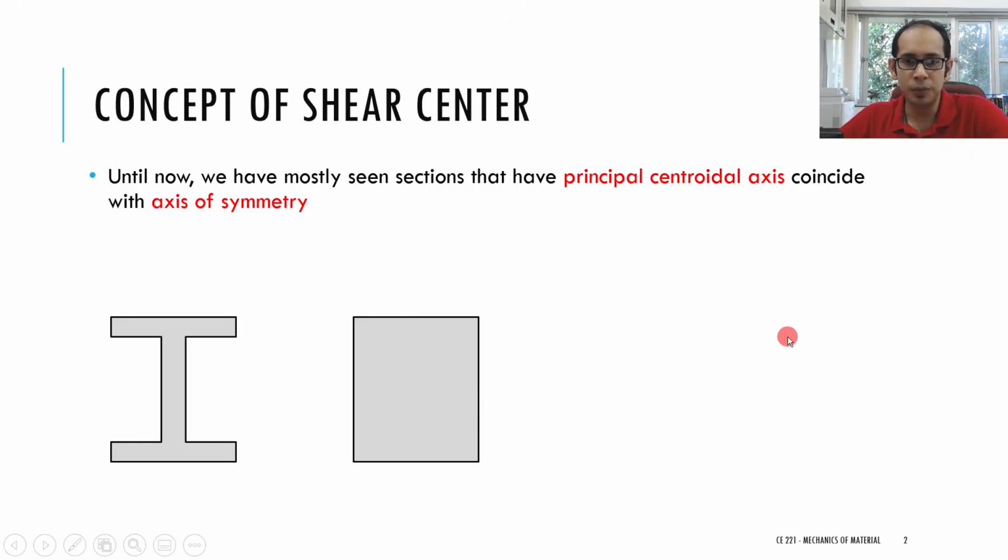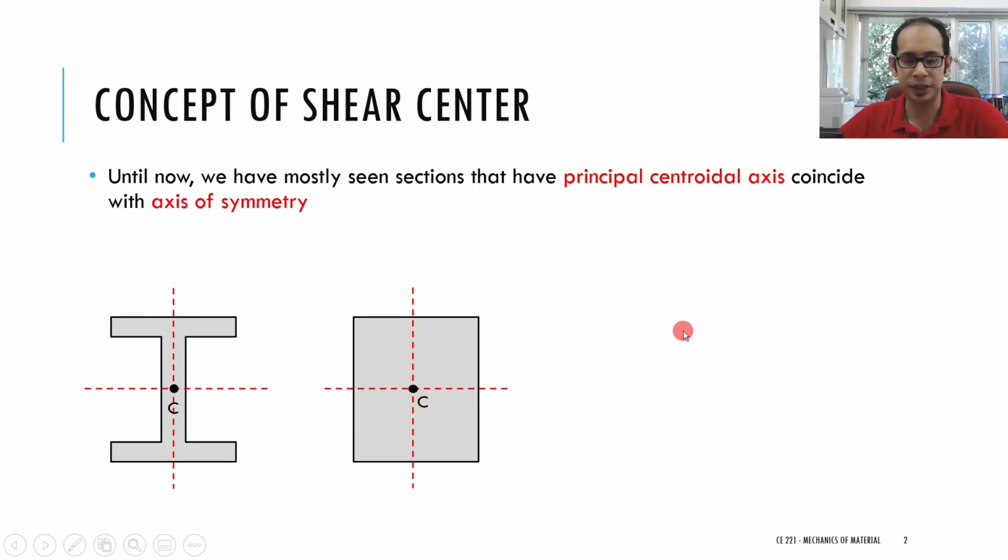But you see, in both of these cases, it's a doubly symmetric section, so it is symmetric about the vertical axis and symmetric about the horizontal axis. Same for this one over here. These are the axes of symmetry, and your centroid is exactly at the center, and it splits the whole beam about the vertical as well as the horizontal axis.